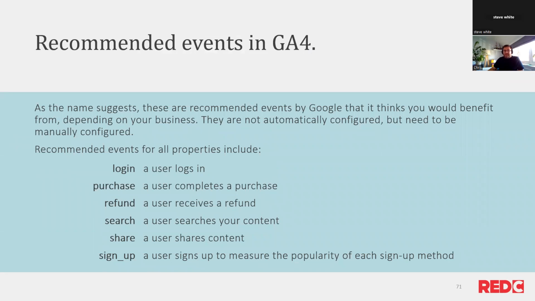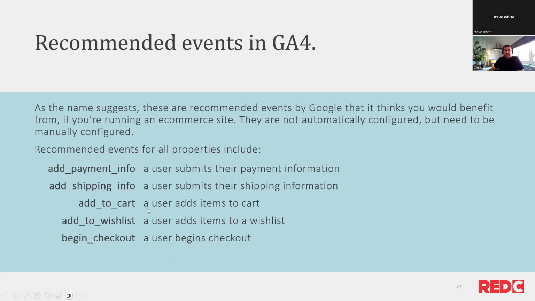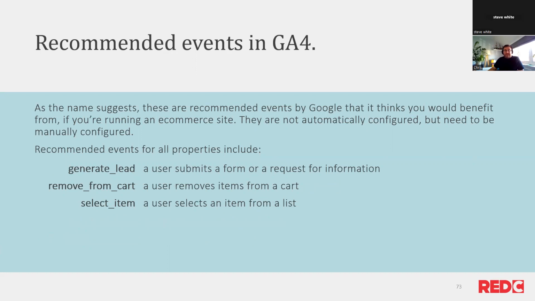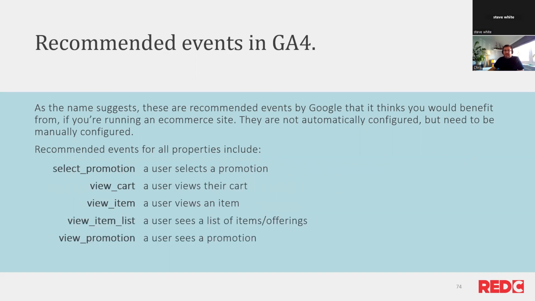In terms of recommended events, as the name suggests, they're what Google recommends and what they think will be relevant for your business. They're not automatically configured, you need to manually do them, but there'll be things like login, i.e. when a user logs in, purchase if a user completes purchase, refund, search, share, sign up. Things like adding payment info, shipping info, add to cart, wish list, begin checkout, generate lead, remove from cart, and select item. Now, they're not all particularly relevant. There are some others there, and there are some that are specific to apps. There is a full list available on Google's help section.